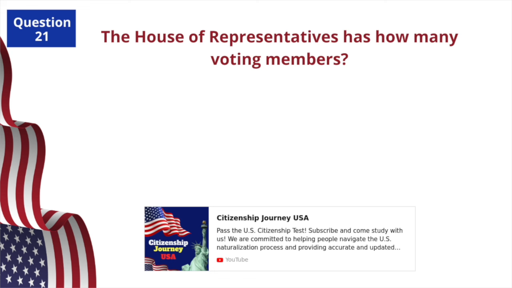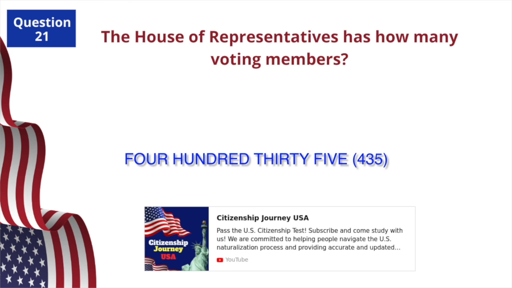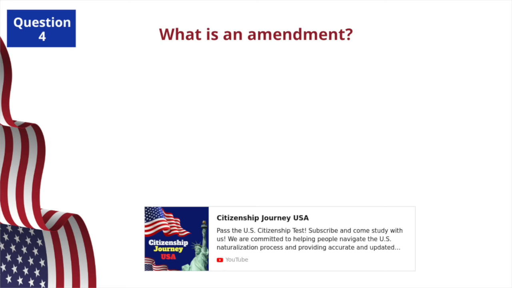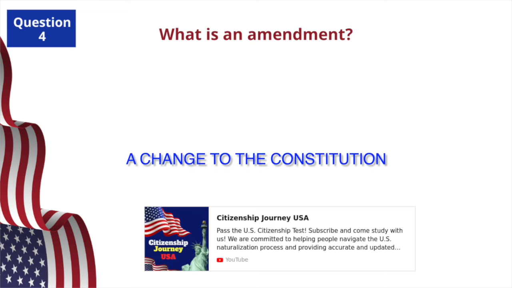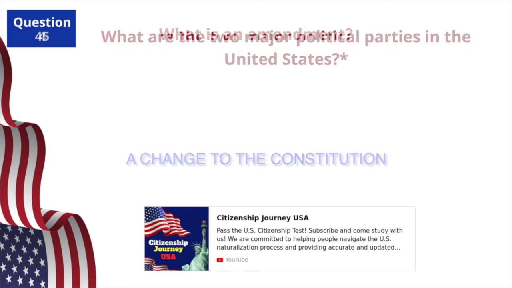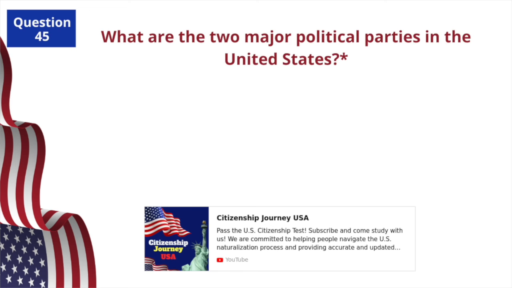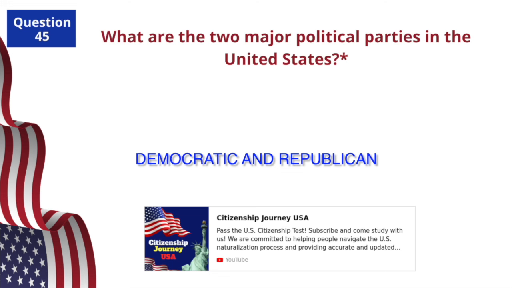The House of Representatives has how many voting members? 435. What is an amendment? A change to the Constitution. What are the two major political parties in the United States? Democratic and Republican.